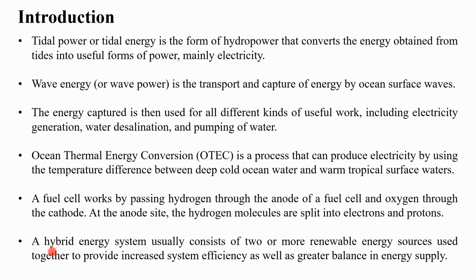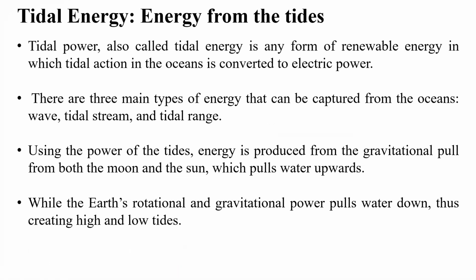And we'll see the last topic as hybrid energy system. A hybrid energy system usually consists of two or more renewable sources used together to provide increased system efficiency as well as create balance in energy supply. So hybrid energy will mostly have two or more types of sources, such as wind, solar, or biomass. This is basically used for maintaining the continuity of supply, right? So even if one source fails, the other source will feed the power continuously to the load.